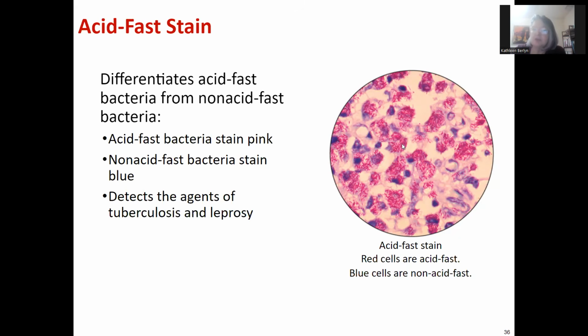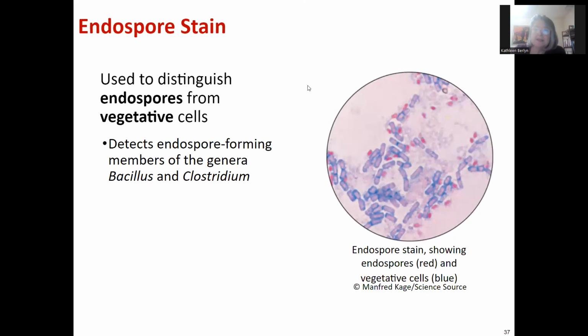But you need to know what the first color applied was, because the first color is the primary stain, and that will be what's positive for that particular stain that you're doing, in this case, acid fast. The next one is a spore stain, and again, the colors can be different depending on what stains you use. We tend to use malachite green as our primary. So in our lab, the spores would be stained green.